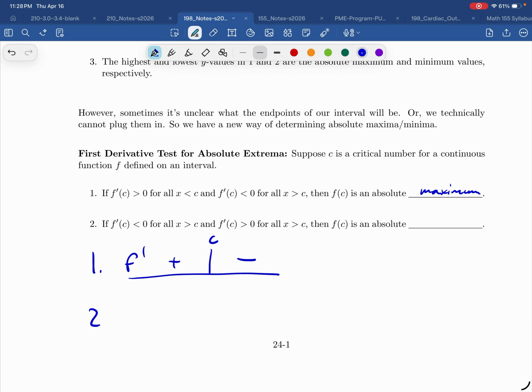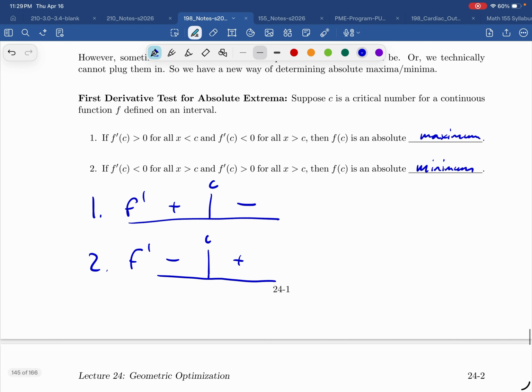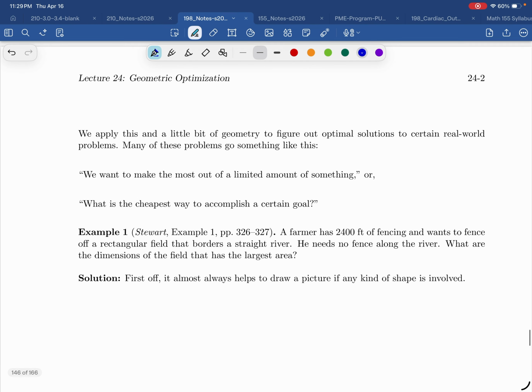All right, and of course, analogously, if we have the opposite, where a function is decreasing and then increasing before and after a critical number, then not only do we have a local minimum, we have an absolute minimum. Okay, and we're just going to keep this in mind. This will help us with our optimization problems.